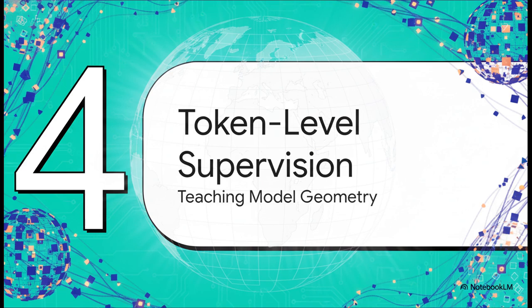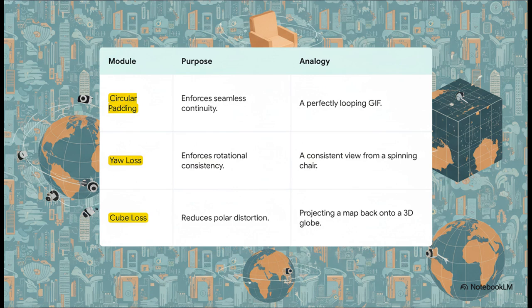That's a huge step, but that's only half the battle. Now we have to go inside the model's brain, to the token level, and teach it the fundamental laws of 360-degree physics and geometry. And this is where their custom loss functions come into play. So they introduced 3 brilliant mechanisms to enforce this geometric understanding.